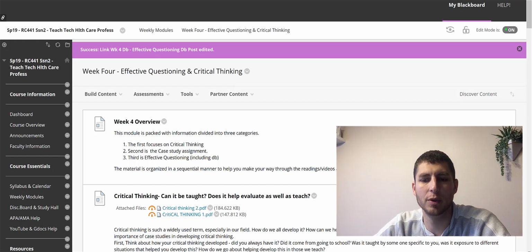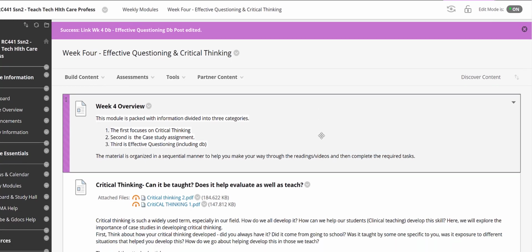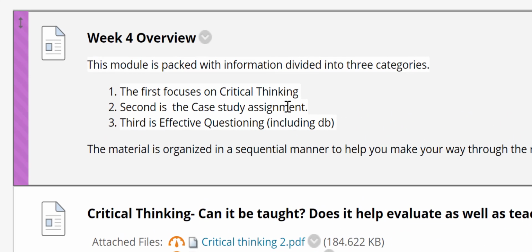Let's jump into the course overview for the weekly module for course 4 and start working through it. Just to give you a brief overview, what we're looking at for assignments and material this week is to first learn a little more about critical thinking and what that is. Then we're going to look at a case study assignment, which I'll explain in just a minute, and also effective questioning, which will be our topic for the discussion board.